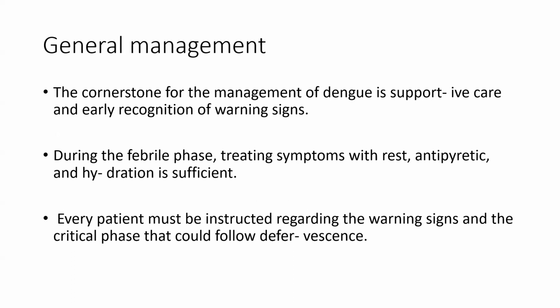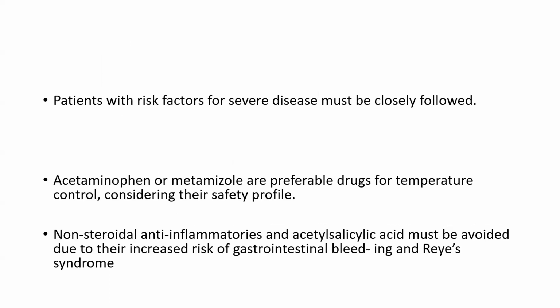Regarding general management, the cornerstone for the management of dengue is supportive care and early recognition of warning signs. During the febrile phase, treating symptoms with rest, antipyretics, and hydration is sufficient. Every patient must be instructed regarding the warning signs and the critical phase that could follow defervescence. Patients with risk factors for severe disease must be closely followed. Acetaminophen and metamizole are preferable drugs for temperature control considering their safety profile. NSAIDs and acetylsalicylic acid must be avoided due to their increased risk of GI bleeding.